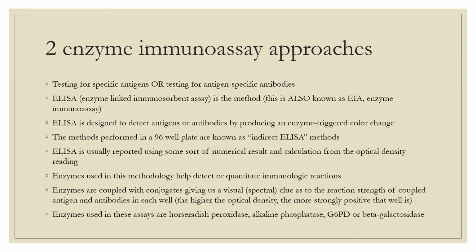The higher the optical density, the more strongly positive the well is. And again, you can see that with the naked eye, where if the well is very strongly yellow, it means that there is more antigen or antibody in that sample. Now, the components used are unlabeled antigen and unlabeled antibodies, and there's a labeled antigen or a labeled antiglobulin. We're going to use an enzyme such as horseradish peroxidase, alkaline phosphatase, glucose 6-phosphate dehydrogenase, or beta-galactosidase.